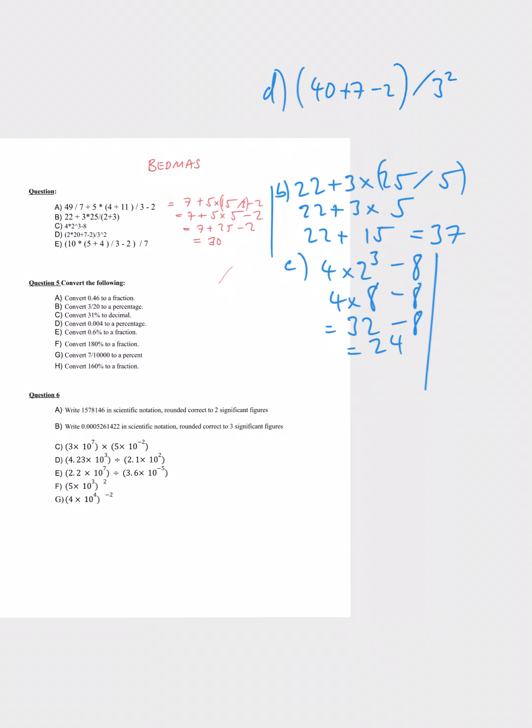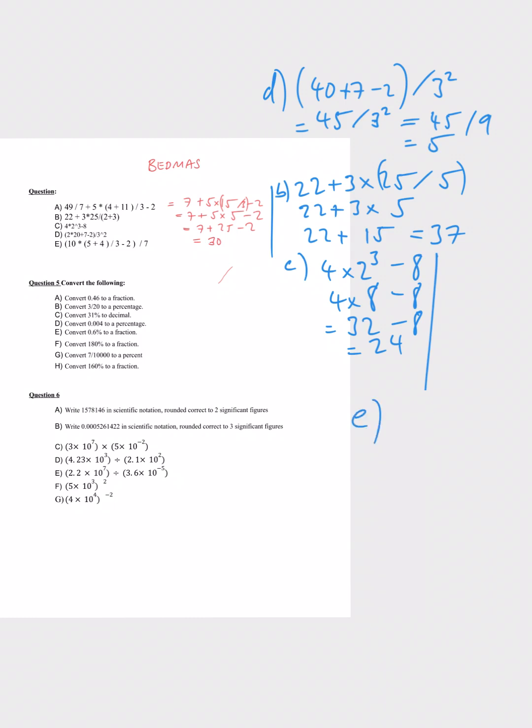Right, so I can add up everything in the brackets now. 40 plus 7 minus 2 is 45. Divided by 3 power 2. Now, we have a divide and we have an exponent, and so it's BEDMAS. It's brackets, exponents, divide, multiply, and subtract. So that 3 squared comes first. So we say 45 divided by 3 squared is 9. And then 45 divided by 9 is 5. So that's your answer.